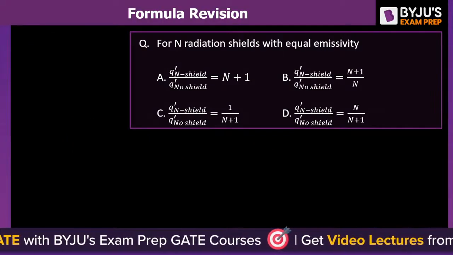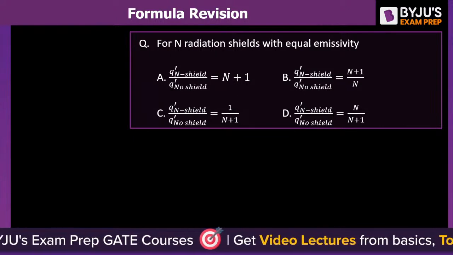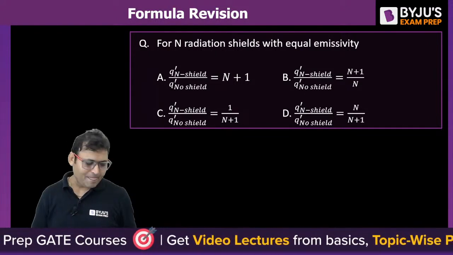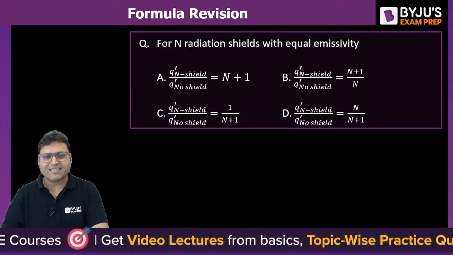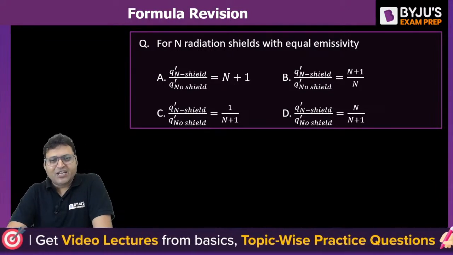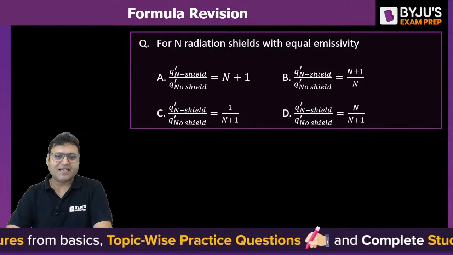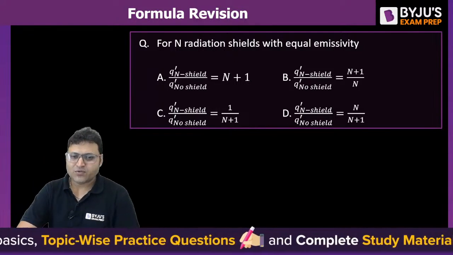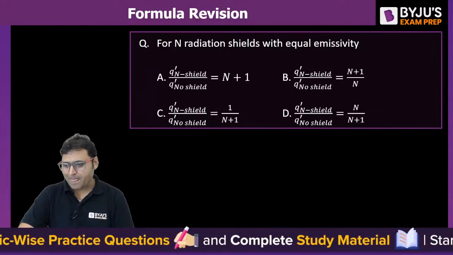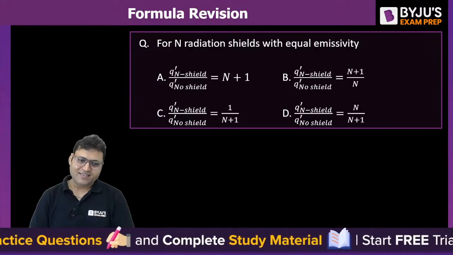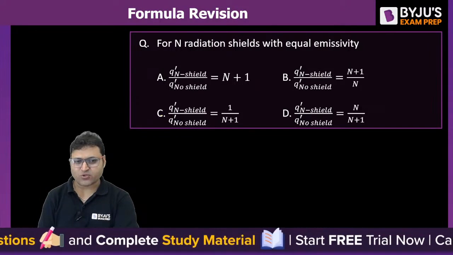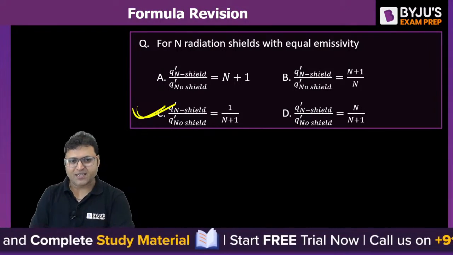So can you let me know the answer to this one? And that completes our discussion. What is the ratio for N radiation shields with equal emissivity? What is the ratio of N shield to the without shield? What is the answer? Yes, definitely the answer to this question is option C.